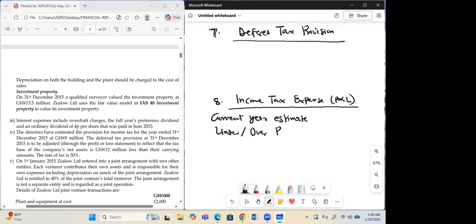Under or over provision means that last year you paid some tax. Do you know that tax for this year is paid next year, right? If you finish preparing your financial statement this year and you make a profit of 30,000, by January, February, March, thereabout, you pay tax on that 30,000. Assuming corporate tax is 25%, 25% of 30,000 will give you about 7,500. You might have paid that money to the tax authority, GRA.